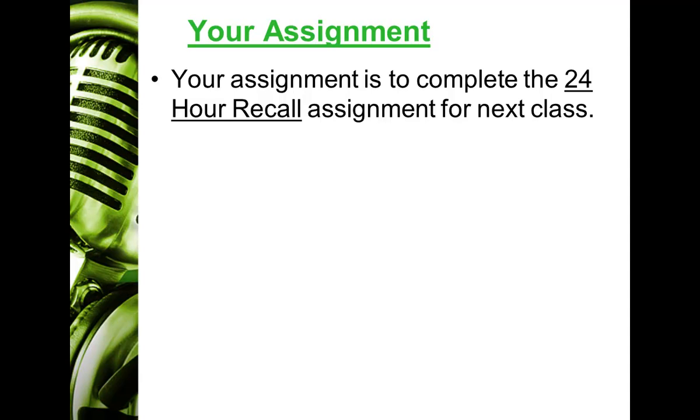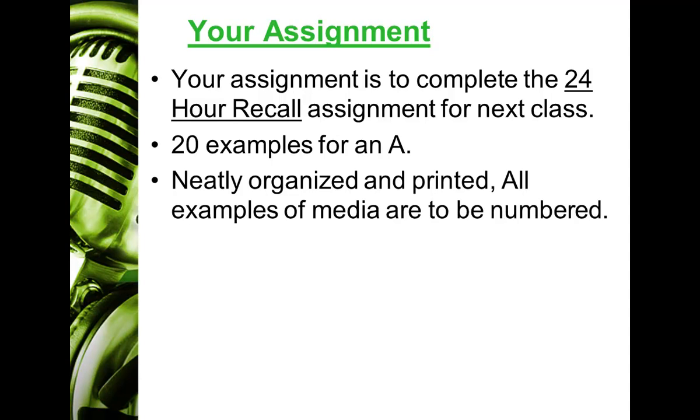Now, if you get the assignment sheet that's titled 24-Hour Recall, this will be your assignment for one of your projects. In order to do this and get a good grade, you need to get 20 examples for an A, and this is going to be a 100-point project. It should honestly be an easy A for you if you spend any time or any effort at all. One of the requirements is that it's neatly organized and printed. All examples of the media are to be numbered.